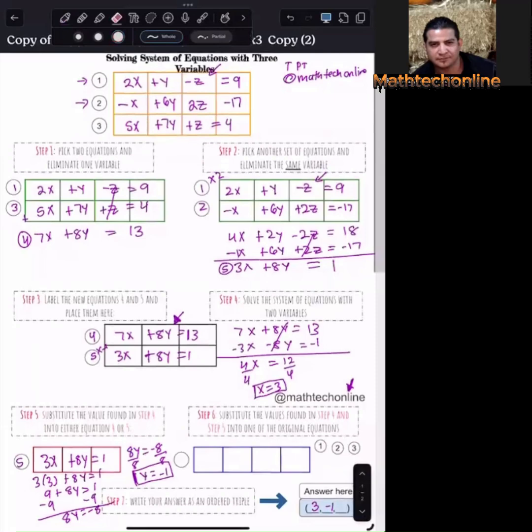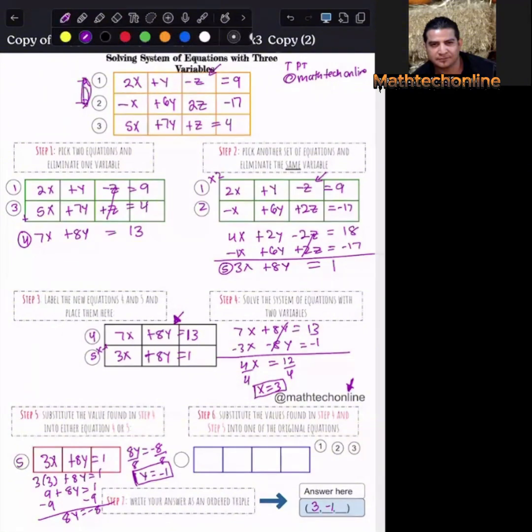All right, we got this. We're almost there. Substitute the values found in step 4 and 5 into the original equation. So now this x and y need to be plugged into equations 1, 2, or 3. You can't put it on 4 or 5. You need to put it on one of the originals.